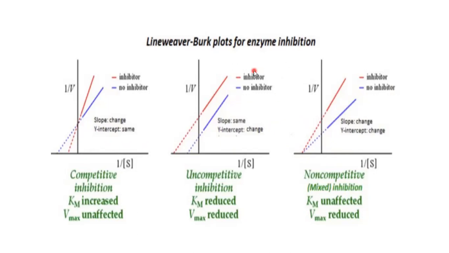This is how the Lineweaver Burk plot gives us the value of the coefficient Km, the Michaelis constant, and the Vmax, the maximal velocity value, by the intercept on the y-axis. And it also gives us information about the different types of inhibition by looking at the intercept on the x-axis and the intercept on the y-axis.